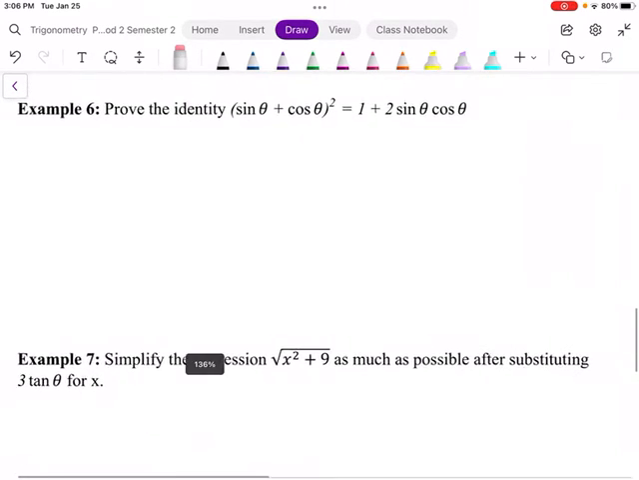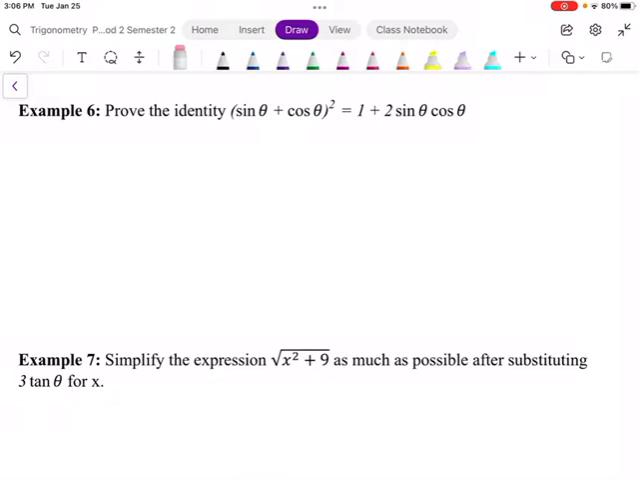Okay. Next, we're going to prove the identity of sine theta plus cosine theta squared equals 1 plus 2 sine theta cosine theta. So to do that, you are going to choose one side of the equation and you're going to work with that. So for this one, let's choose the left side of the equation. We have sine theta plus cosine theta in parentheses squared.